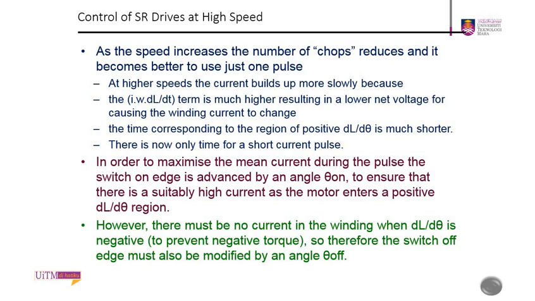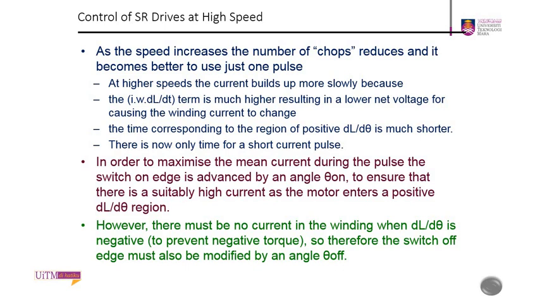At higher speeds, the current builds up more slowly, because the I times speed times dL/dθ term is much higher, resulting in a lower net voltage causing the winding current to change. So the time corresponding to the region of positive dL/dθ is much shorter, and there is now only time for a short current pulse.